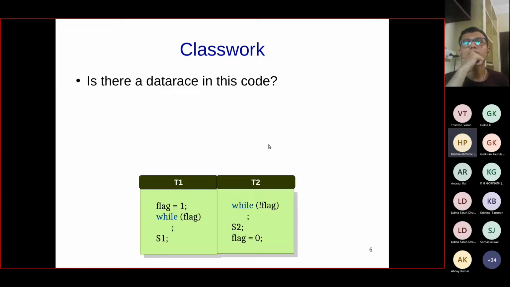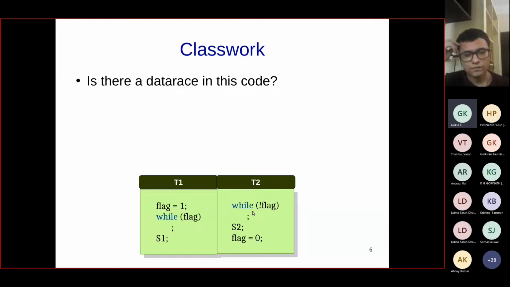Sir, is it possible that two different instructions of the thread occur at the same time, like at two different levels? Meaning, you are trying to say that flag equals 1 is executing, and then some other instruction.